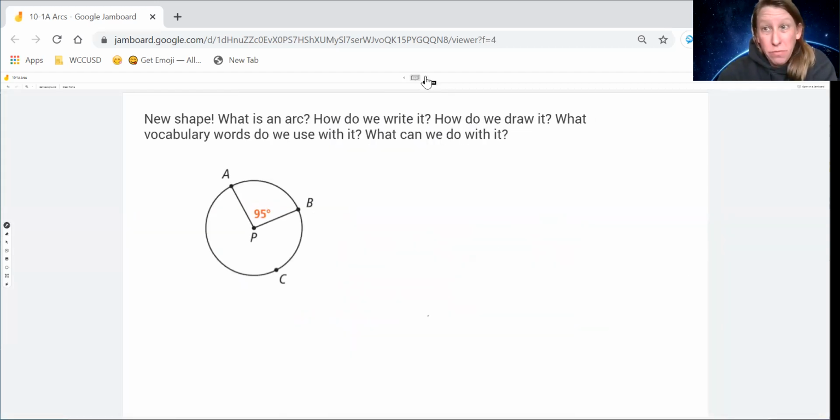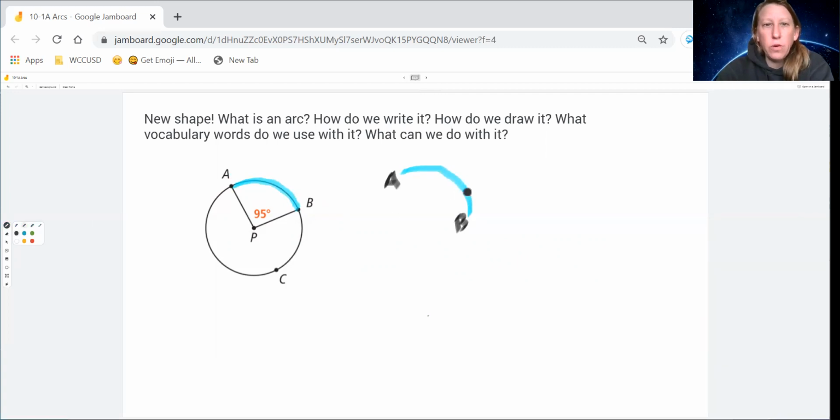All right, here's our new shape for today. It's an arc. What is an arc? How do we write it? What is it about? Okay, this shape is an arc. It looks like this. It's part of a circle. We would actually never draw it separate from the circle, but this is the shape that we're looking at. The shape that's curved like that, that's AB.